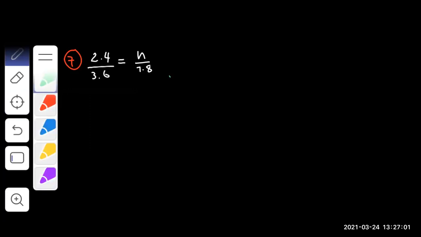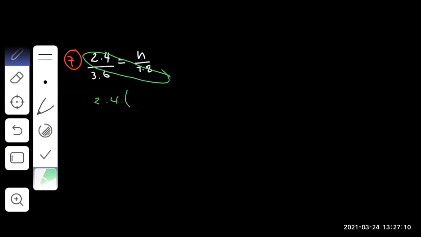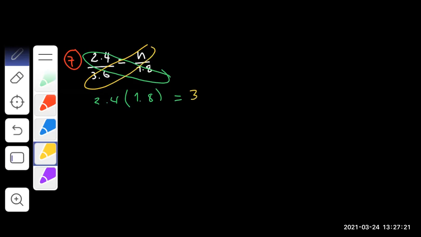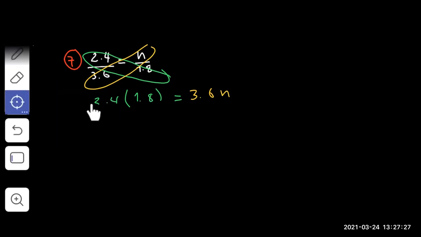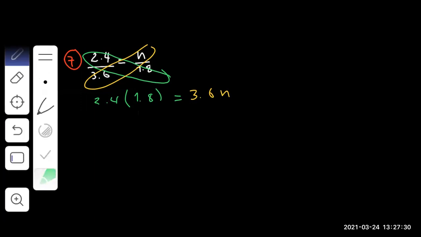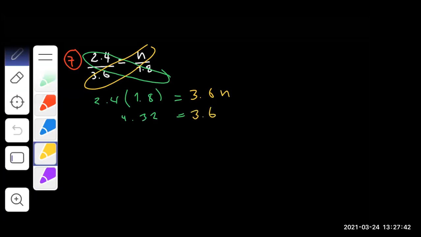Okay, so let's multiply this part. We're going to multiply 2.4 times 1.8 equals, and then we need to multiply the other side, which is 3.6 multiplying n. This is the butterfly. Let's multiply. Help me out with a calculator. 2.4 multiplying 1.8, what is that equal to? 4.32. And then 3.6 n. Let's copy that, 3.6 of n.